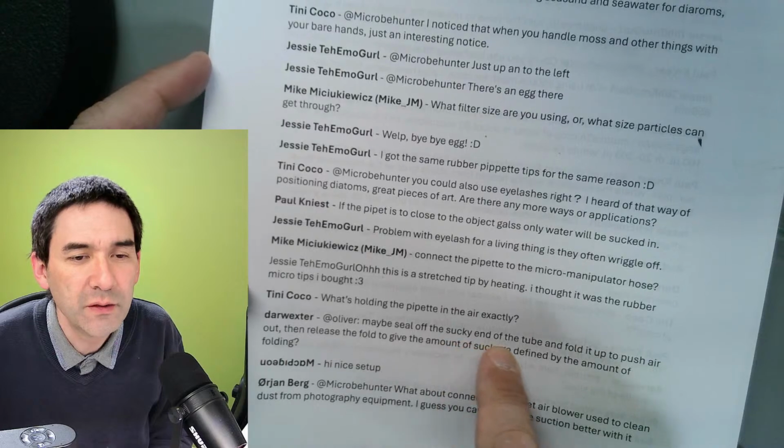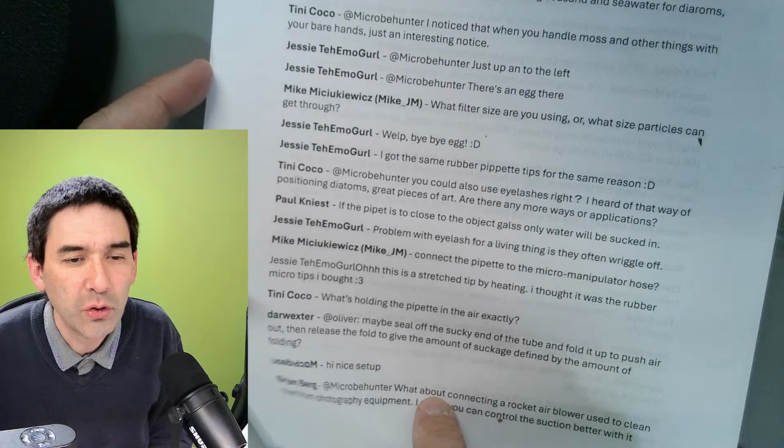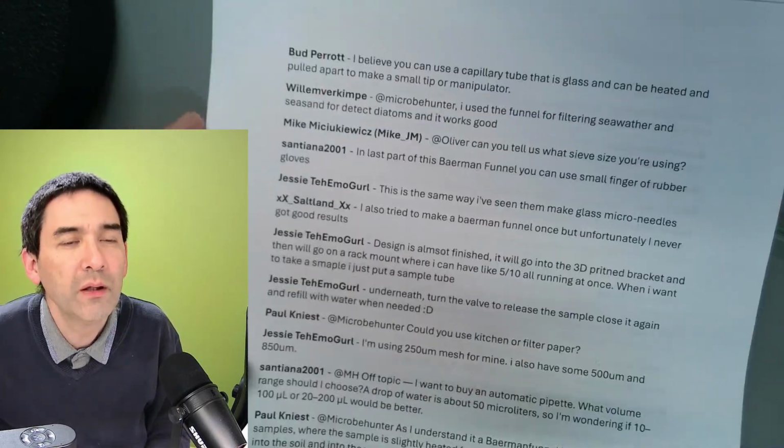Maybe seal off the sucky end of the tube and fold it up to push air out. Yes, I tried that. What about connecting a rocket air blower? Never tried that. Yeah, talked about this as well.